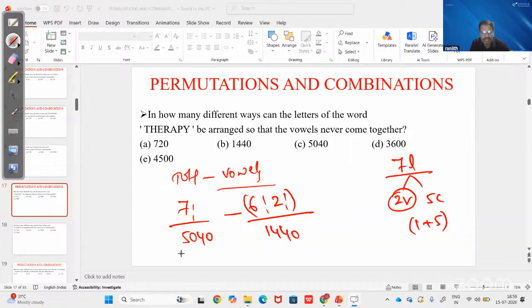So total number of ways equals 5040. Vowels come together equals 1440. The difference of these two: 5040 minus 1440 equals 3600. So the answer is 3600.